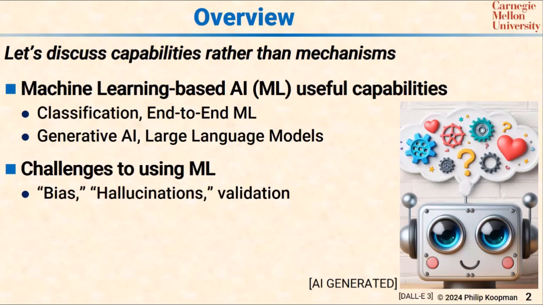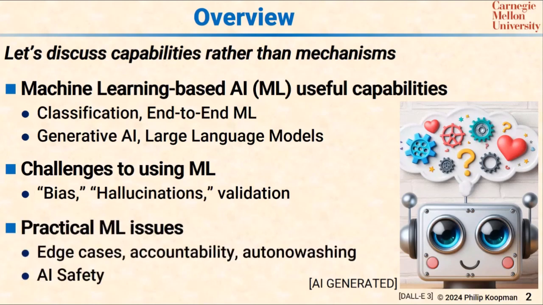I'm going to talk about some of the challenges to using ML, machine learning: biases, hallucinations, and you'll notice there are quotes around those because these things are not people. That's us projecting human attributes on the technology that doesn't actually have what's implied by those attributes. And there are some practical issues like edge cases, accountability, and autonowashing. Very briefly, I'll talk about AI safety. And this is all my take on trying to give some high-level ideas so that we can reason effectively about where machine learning makes sense, where it doesn't, the strengths, the pitfalls, and so on.